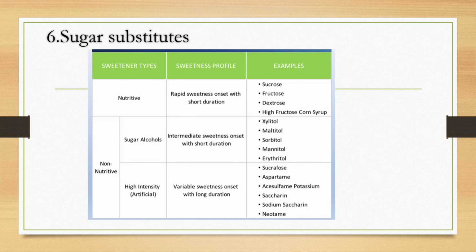Sugar substitutes can be used to manage the problem of carbohydrate, and carbohydrates are a positive factor for caries, so we can manage it by using sugar substitutes. They are classified as nutritive and non-nutritive. Nutritive ones, with rapid sweetness, are sucrose, fructose, dextrose, and non-nutritive are sugar alcohols and high intensity artificial ones. Sugar alcohols are xylitol, maltitol, sorbitol. Xylitol and sorbitol are commonly present in chewing gums. And the high intensity ones are sucralose, aspartame, saccharin, neotame.